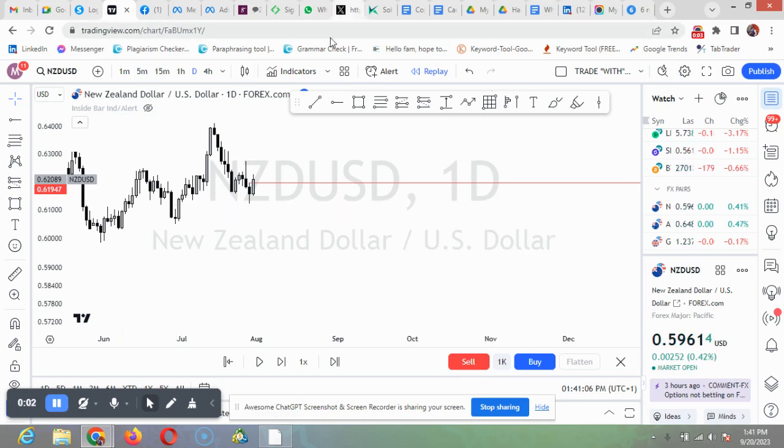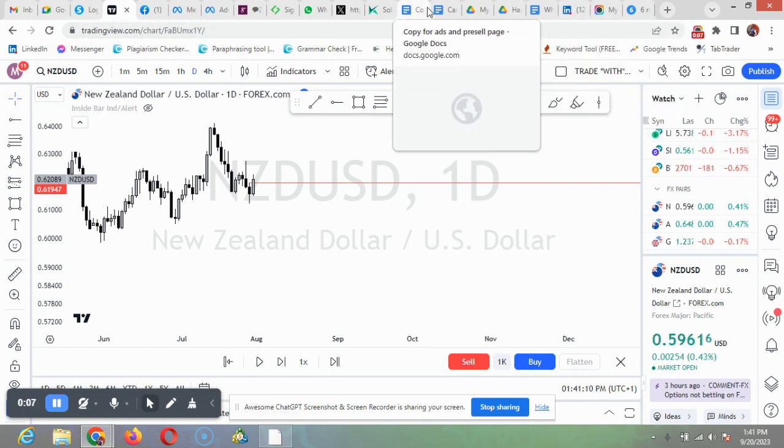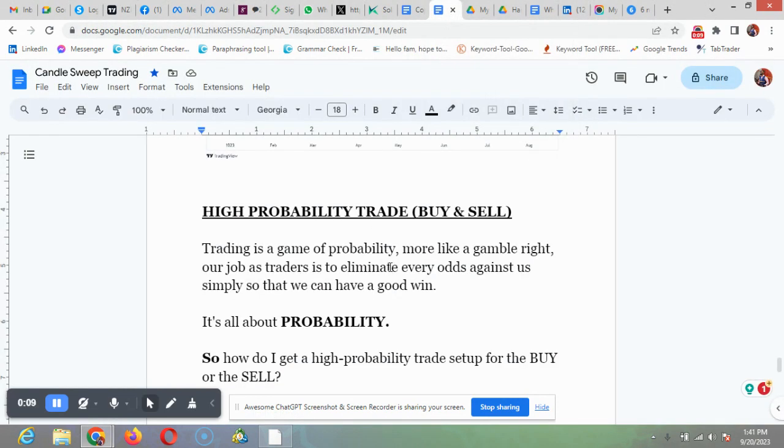Welcome to today's class, and in today's class we'll be talking about very important things, right? In the last class I was able to explain to you guys what this system really is and how it works, right? So in today's class we're going to look at how to identify high probability trades, where you can take risk for the buy and sell. All right, so let's dive right into it.